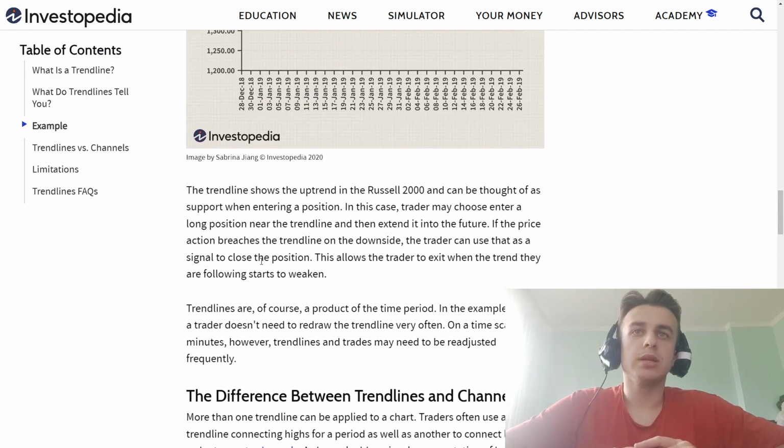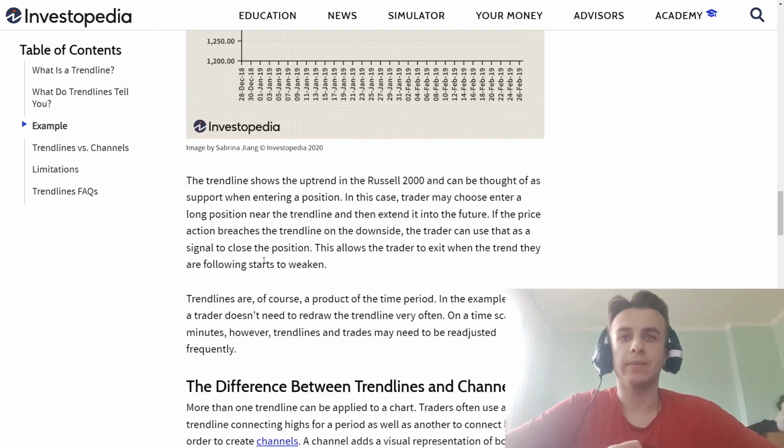As the trend line shows, the Russell 2000 can be seen finding support, which traders can use to initiate a position. In this case, a trader may choose to enter a long position near the trend line and then extend it into the future. If the price action breaches the trend line on the downside, the trader can set a signal to close the position. This allows the trader to exit when the trend is failing or starts to weaken.